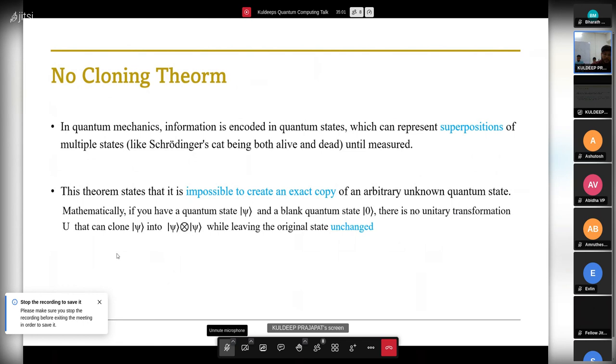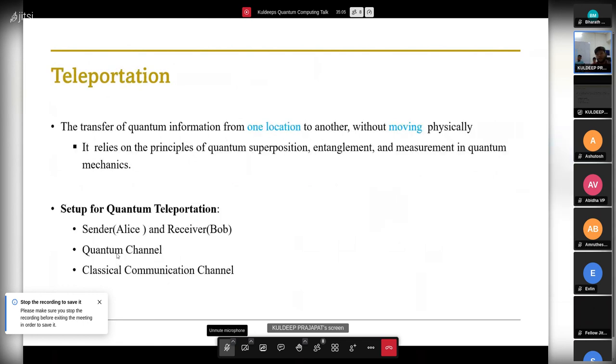So now come to teleportation. Teleportation is the transfer of quantum information from one location to another without moving physically. It uses quantum principles such as superposition, entanglement and measurements in quantum mechanics. So how do we do this teleportation? For that you need a setup. You need a sender, called Alice, and a receiver named Bob. You need a quantum channel and a classical communication channel.